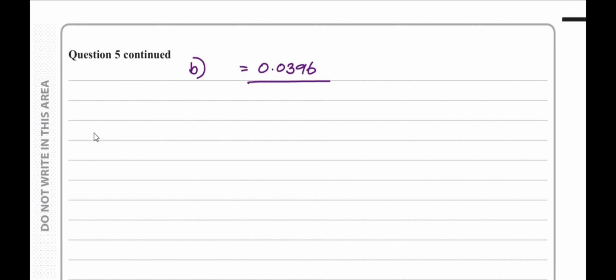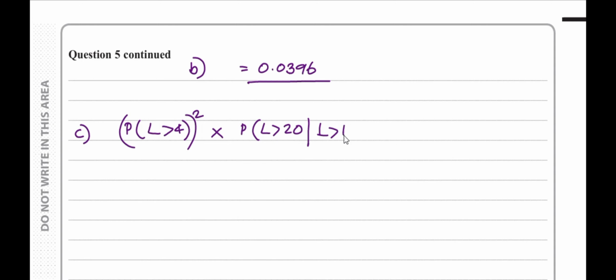In order that Alice completes her 4 hours of exams, the 2 new batteries should last for more than 4 hours. That is, probability of L greater than 4 for 2 batteries, so it needs to be squared. These have to work with 2 old batteries for which the probability of lasting more than 20 hours, given that they have already lasted for more than 16 hours, should be calculated by squaring that also.